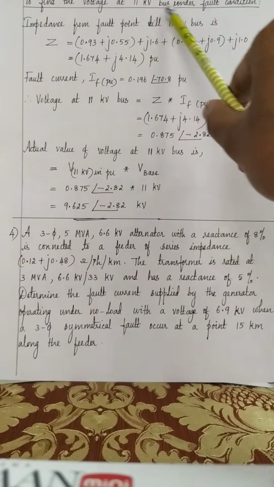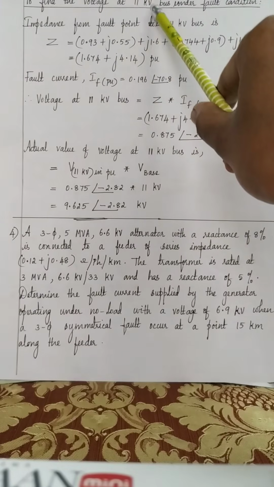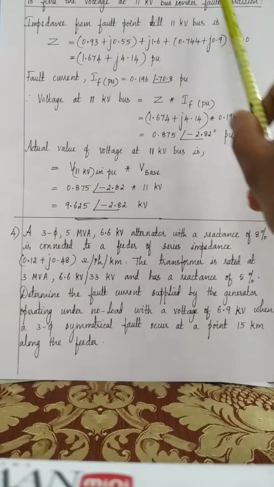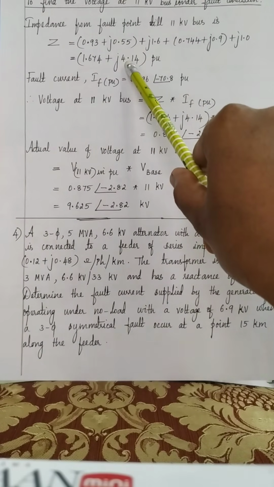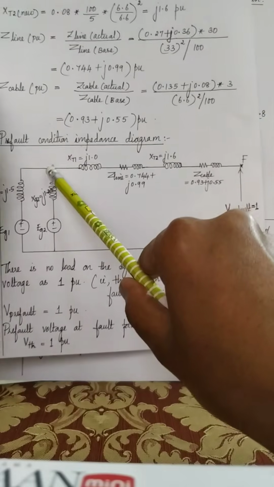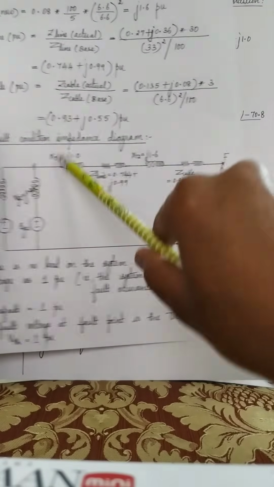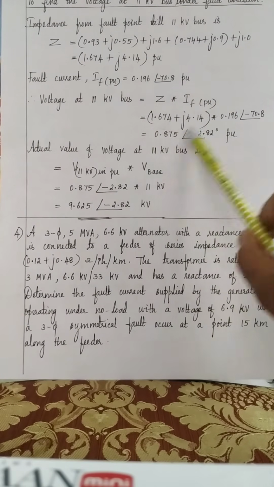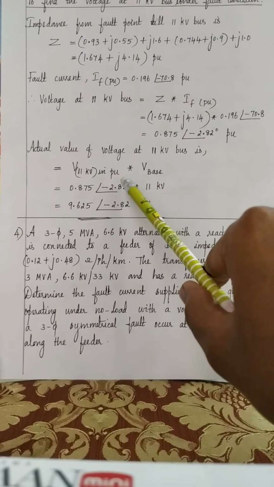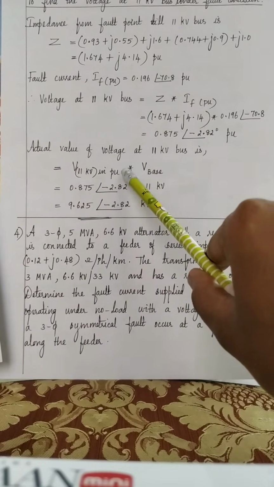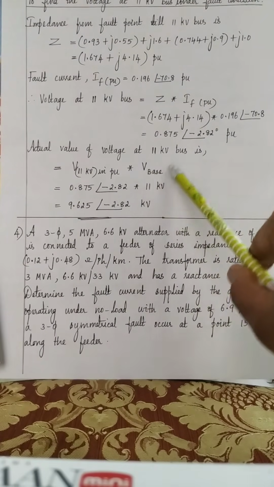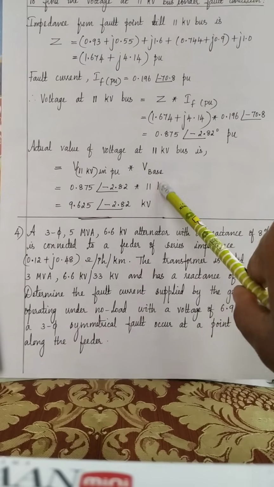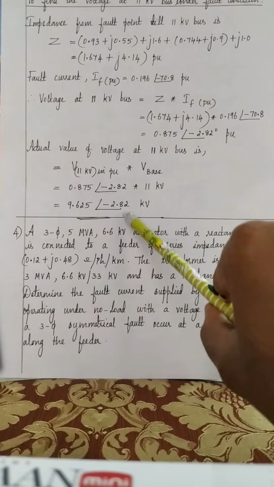Since they have asked to calculate the voltage at the 11 kV bus under fault condition, take the impedances from the fault point till the 11 kV bus. This impedance. Then the fault current we have already calculated. The usual formula gives the voltage in per unit. Then for finding the actual voltage, multiply the per unit voltage into the base value. Here you should be very careful. You should take only section 1, because the 11 kV bus is in section 1. So 11 kV, giving 9.625 angle minus 2.82 kV.